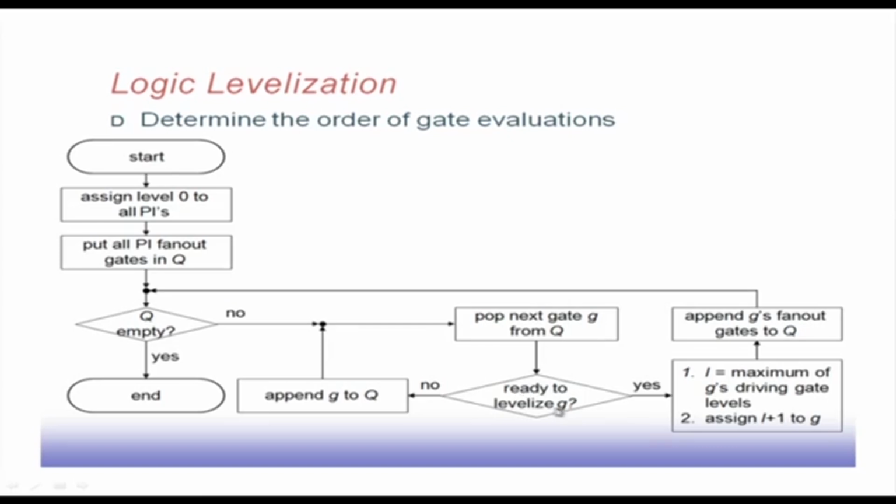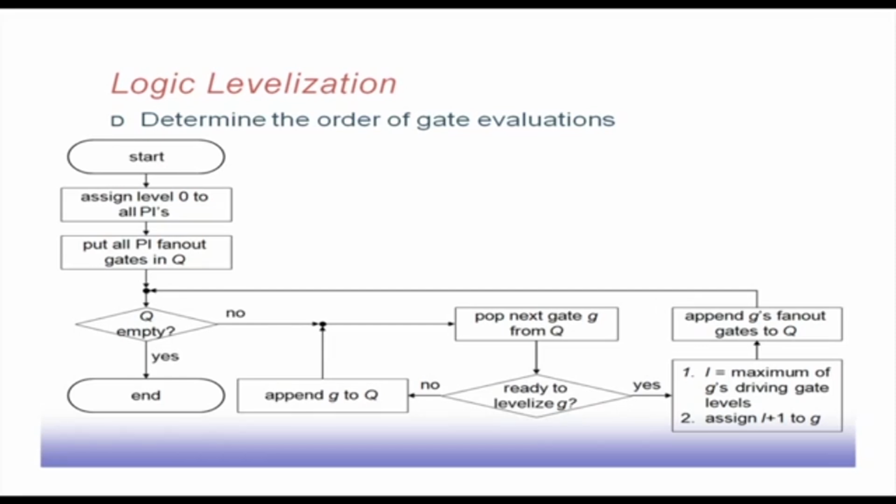So, is it ready to levelize? We can, because all the inputs are known to it. So, I put L to be equal to the maximum of G's driving gate levels. Whatever be the levels of its inputs, from them whatever has the maximum level, that has to be incremented and assigned as the level of G.